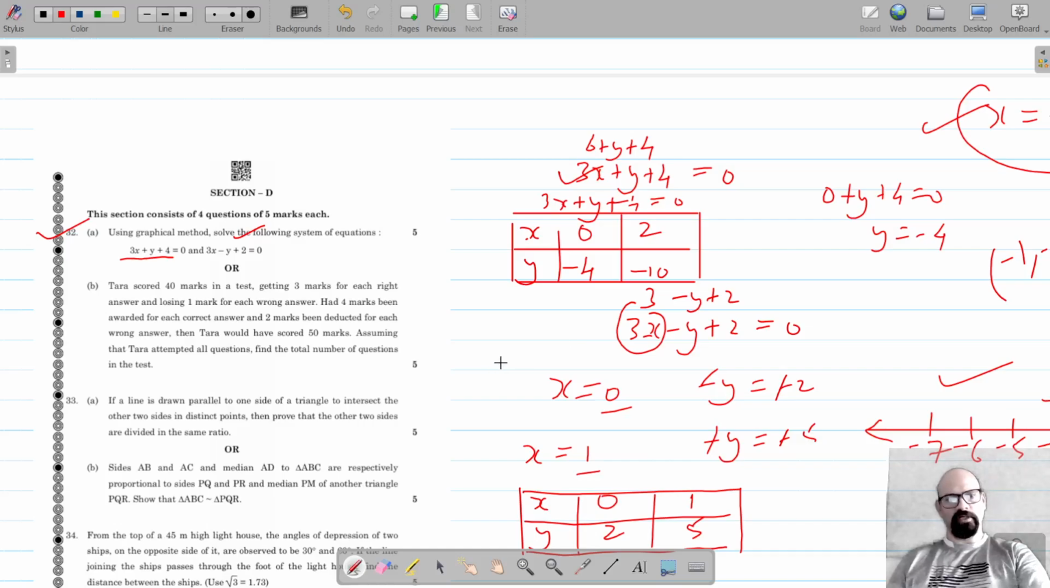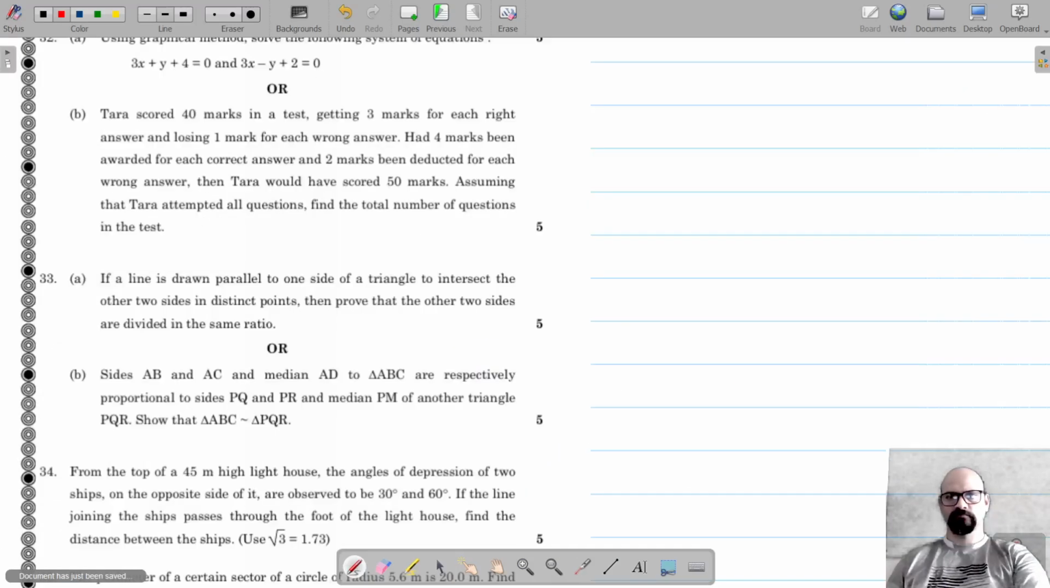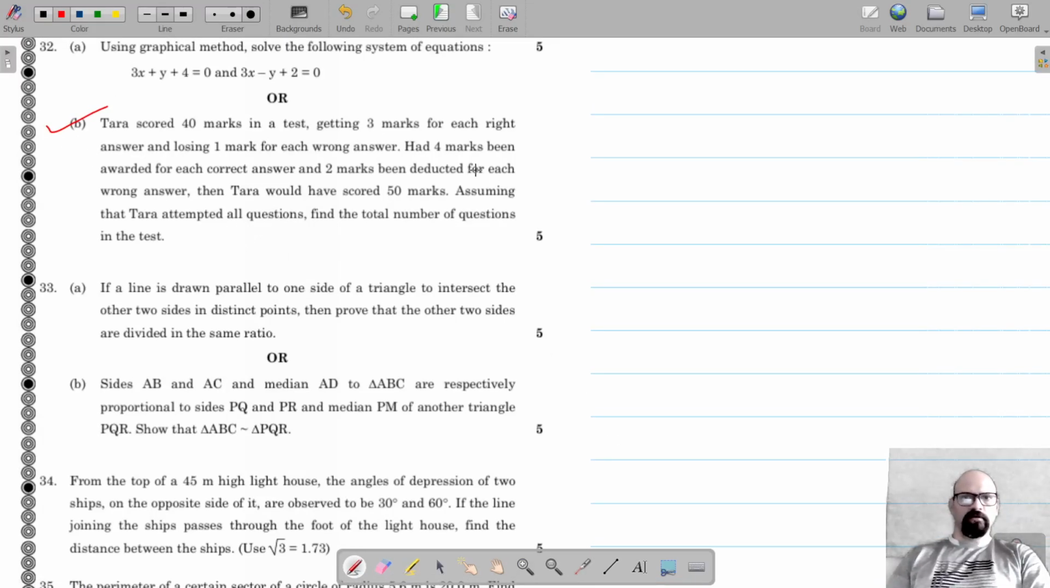Let's move on to the next one, that is part B. Okay, for the next question, that is part B of the 32nd question. It's given that Tara scored 40 marks in a test, getting 3 marks for each right answer and losing 1 mark for each wrong answer, and had 4 marks been awarded for each correct answer and 2 marks been deducted for each wrong answer, Tara would have scored 50 marks. So there are two scenarios.